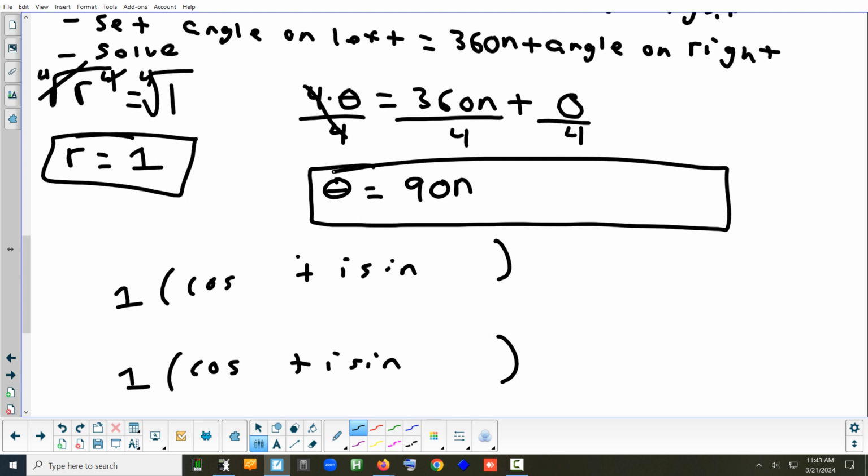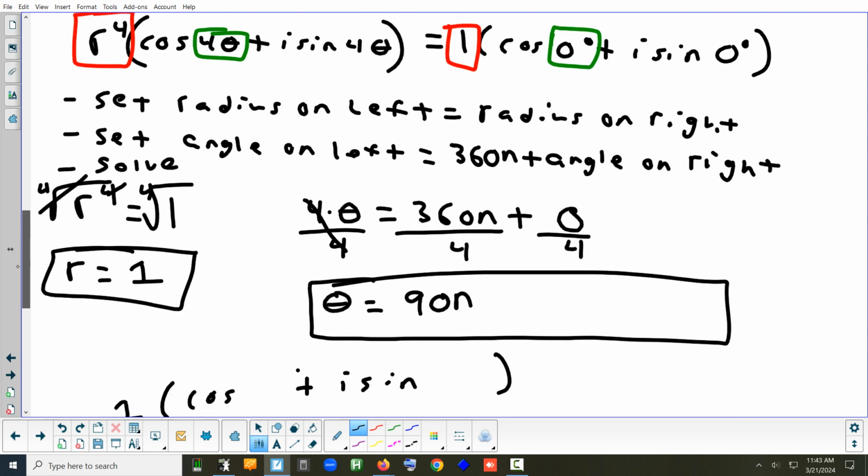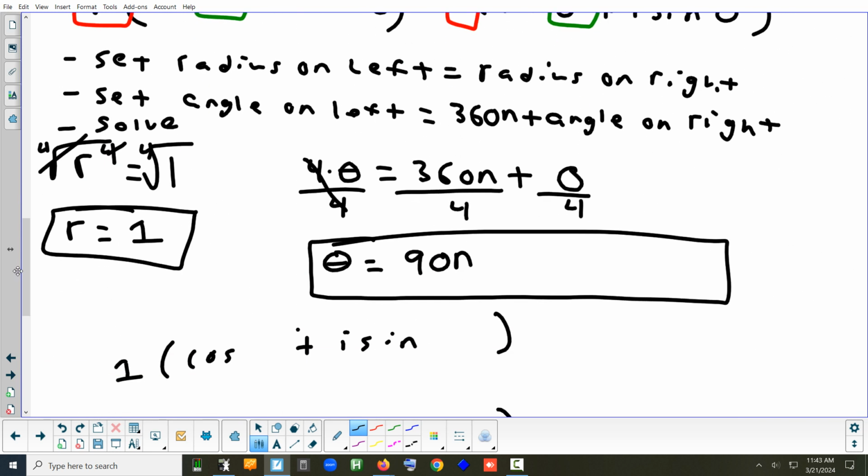Okay, so that's your formula for theta. But what's n? 4. Well, we have to get 4 answers. But we're going to start by letting n equal 0, then 1, then 2, then 3. That's how you get your 4 answers.